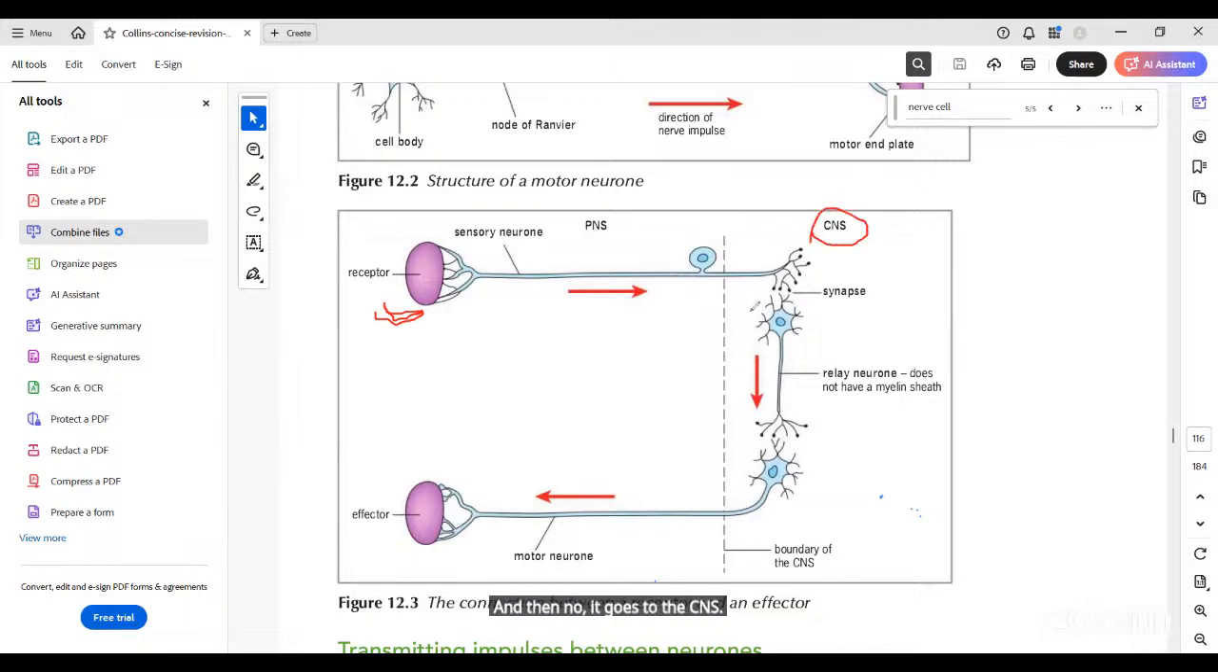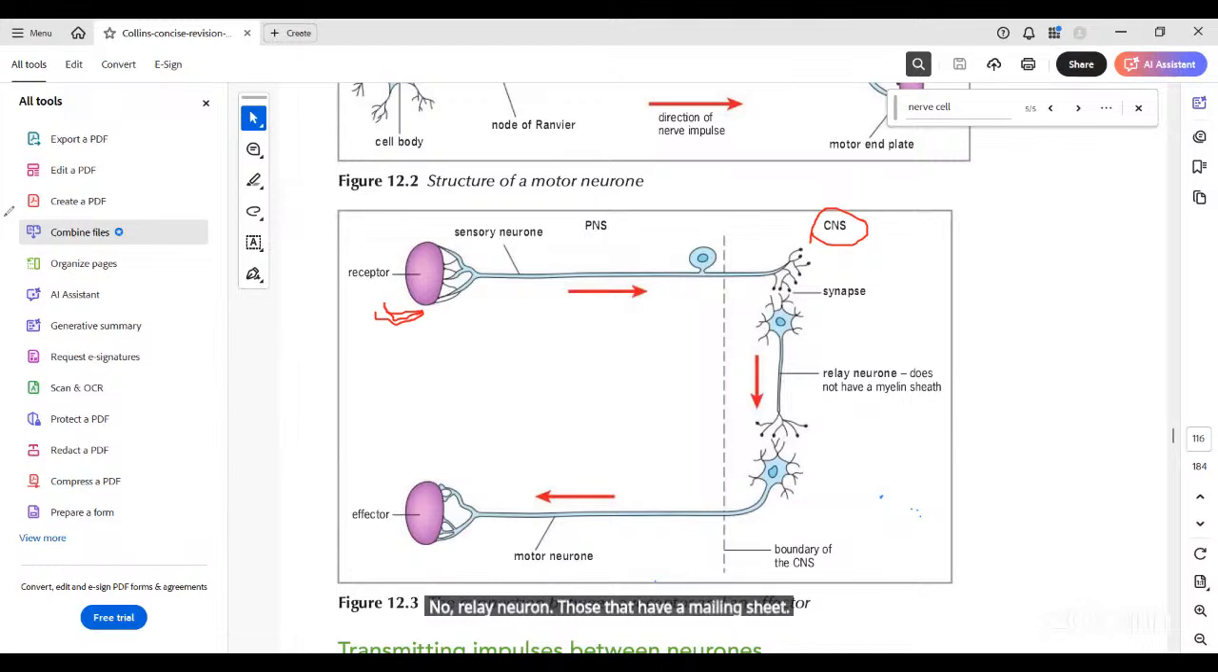What does CNS mean again? Central nervous system. And the CNS is made up of what again? The brain and the spinal cord. All right. And then now we have what is a relay neuron in the middle. Now, relay neuron doesn't have a myelin sheath.